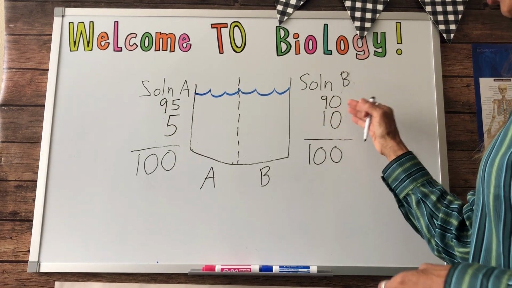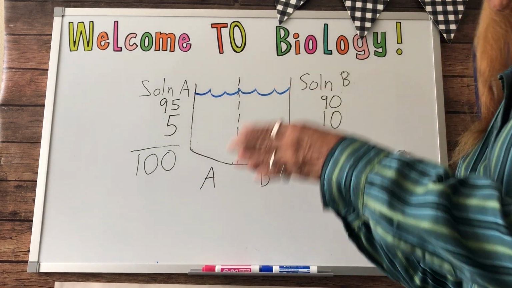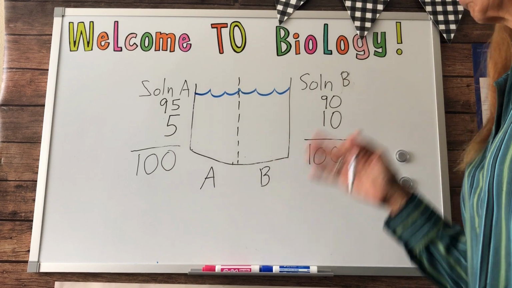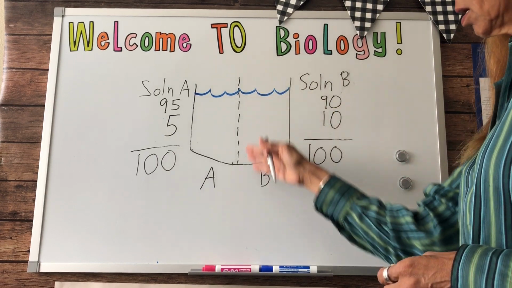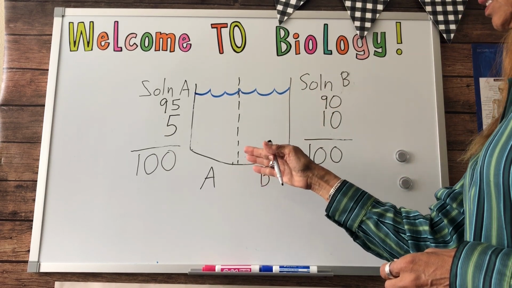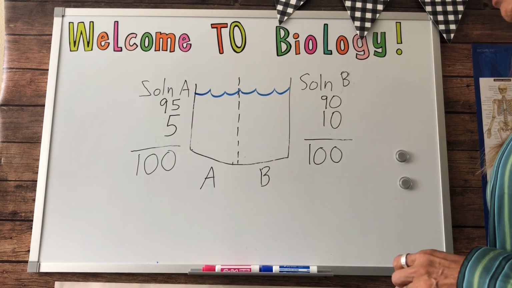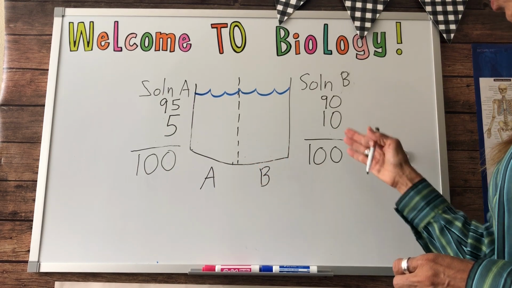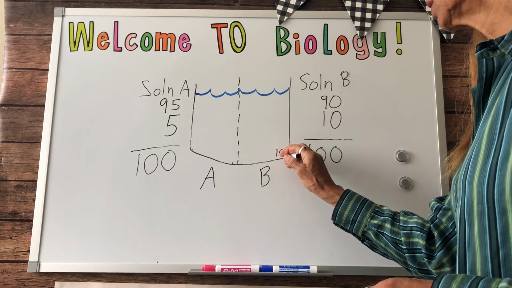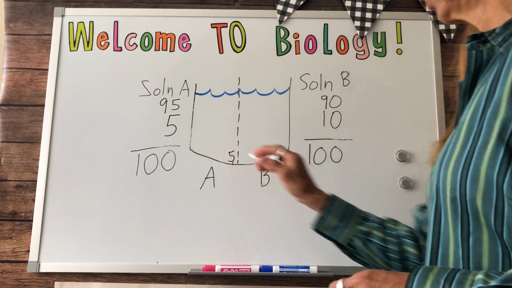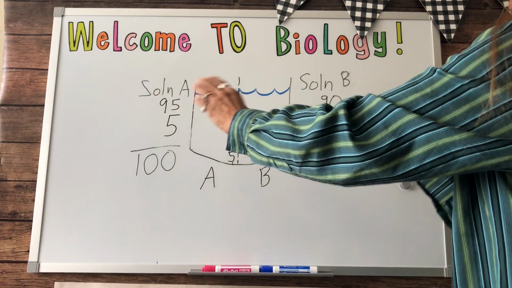Since this is a larger concentration, we would normally expect it to go that way, and we would say B to A. But we were told that this particular semi-permeable membrane doesn't allow anything to pass except for water. So salt would have to stay on this side. Salt would not move. But the water molecules would still be able to move.